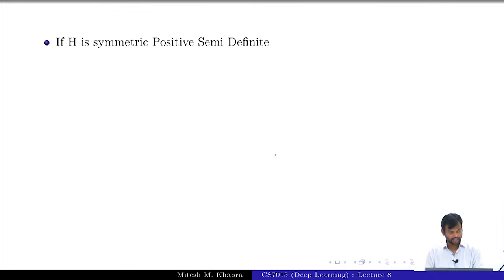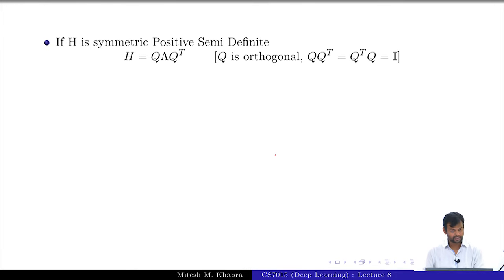Now I'm going to assume that H is a symmetric positive semi-definite matrix, a square matrix. So if that is the case, then I can write H as this, the eigenvalue decomposition of H. And I know that since it's a square symmetric matrix, the eigenvectors are going to be orthogonal. And that's why I can write that Q transpose is the inverse of Q.